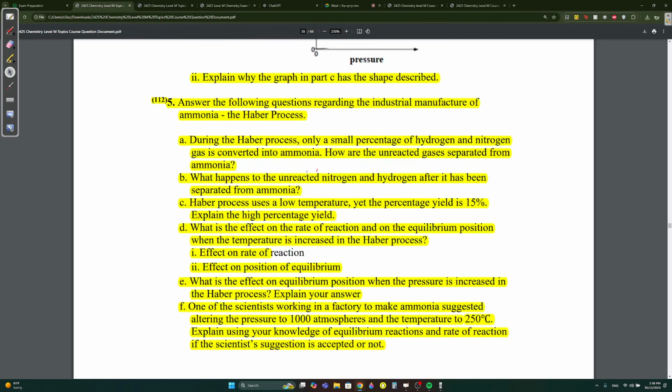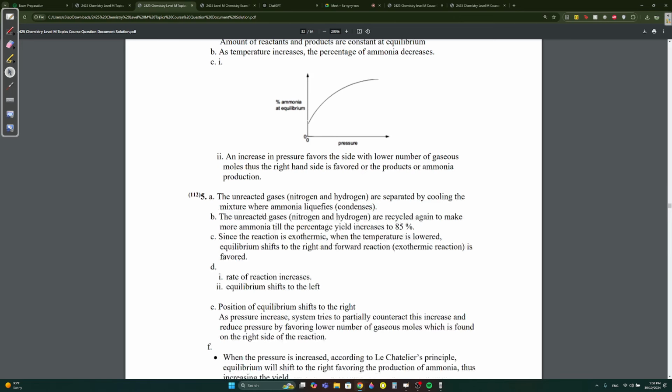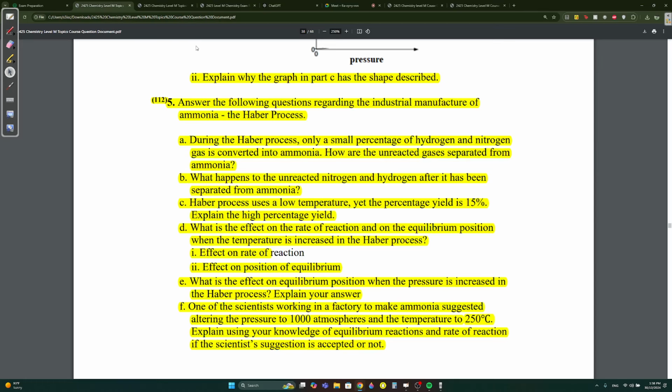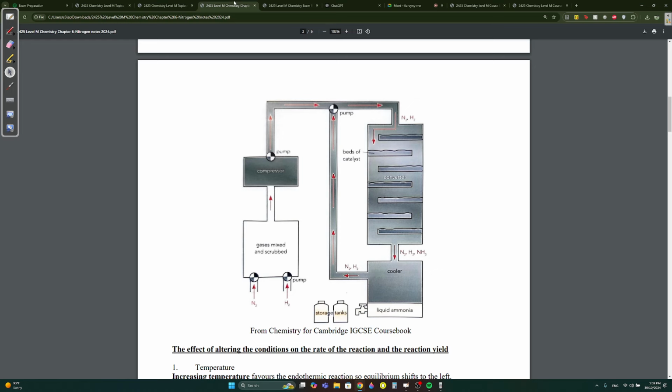Okay, during the Haber process, only a small percentage of hydrogen and nitrogen gases convert to ammonia. How are the unreacted gases separated from ammonia? The unreacted gases are separated by cooling the mixture. Okay, let me open the notes. So basically, they're saying some ammonia is actually formed, and the rest is hydrogen and nitrogen. How are they separated? Over here, they drew it for us in the notes.